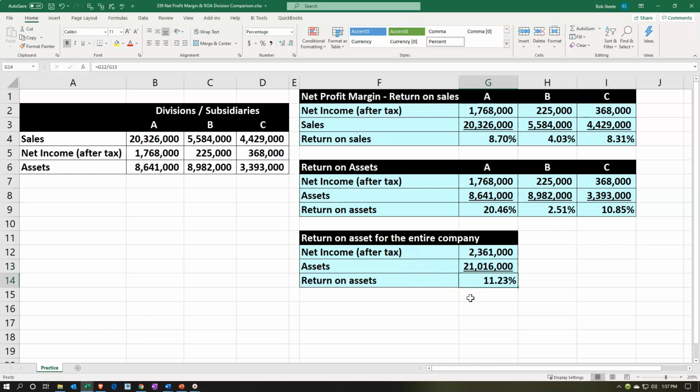So the return on assets in total then is going to be 11.23. Obviously A is kind of pulling up that average here. And then B's quite far under it, and C's somewhat close to the average for the company, or the company return on assets total.